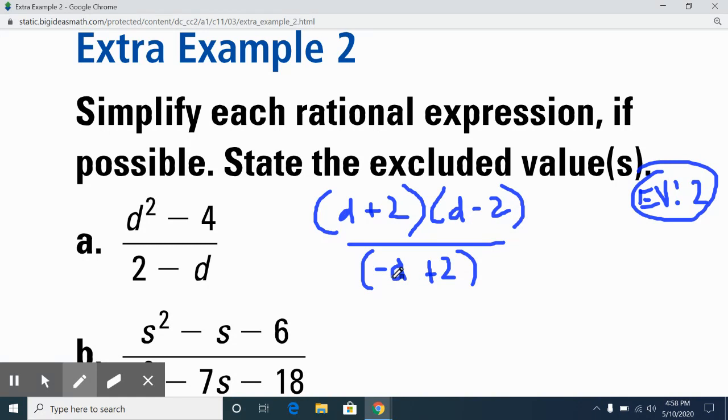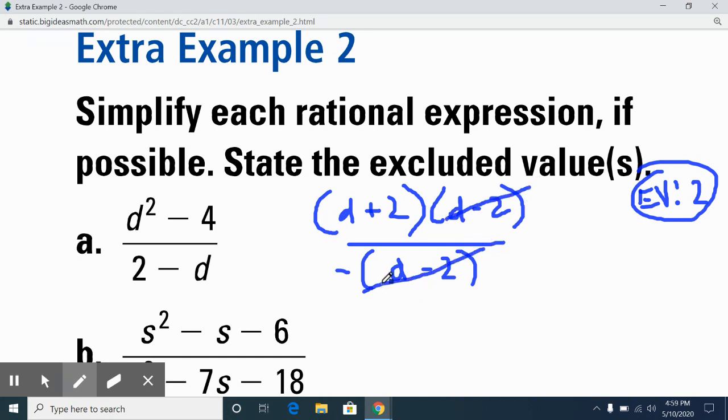And then again, I'm going to do this. I'm going to factor out a negative 1. So I'm actually going to erase this right now. I'm going to erase this negative sign. I'm going to erase this plus. I'm going to change everything to its opposite. I'm going to take the negative sign out, and I'm going to make this d minus 2. Okay? So now I can simplify.